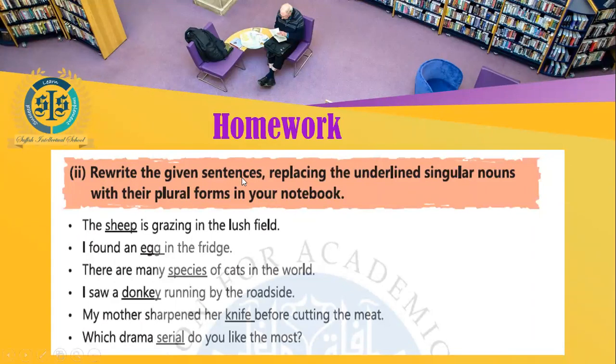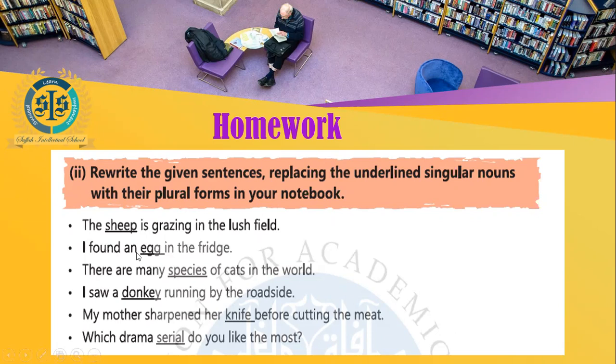Rewrite the given sentences, replacing the underlined singular nouns with the plural form in your notebook. You have to write the whole exercise like this, but leave one line here. Like, the sheep is grazing in the lush field, and then you have to leave one line. In that line, you have to write the correct plural form. The sheep, as you know, will remain sheep. So it will not change here. The sheep is grazing in the lush field. It will remain the same.